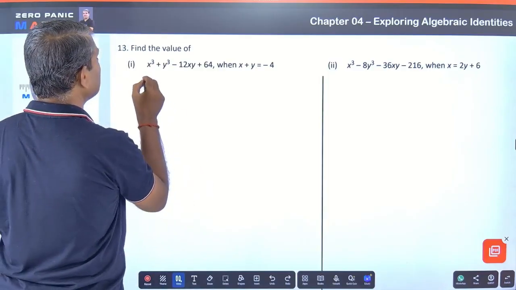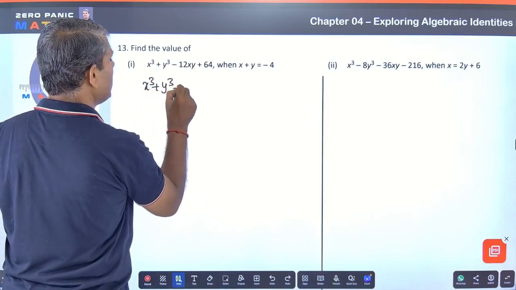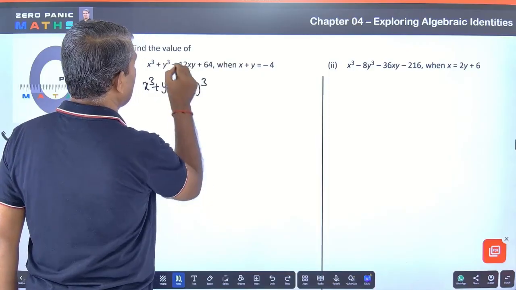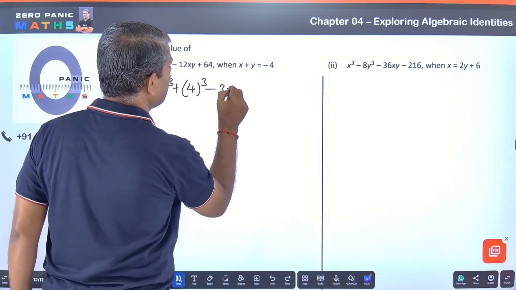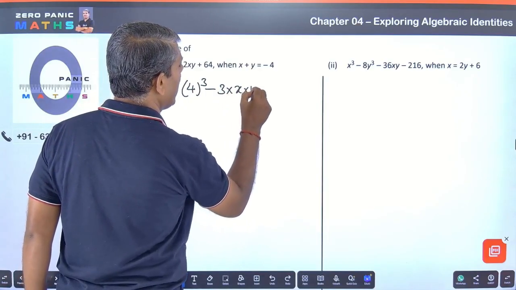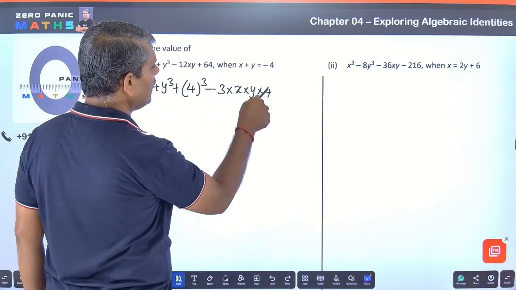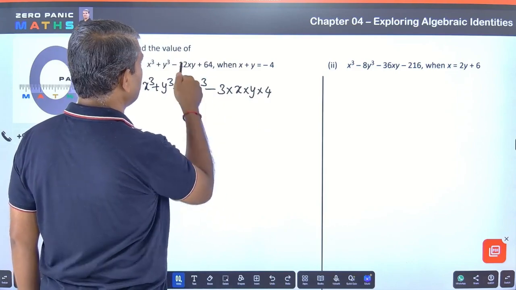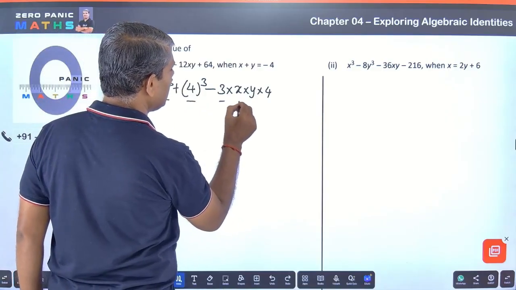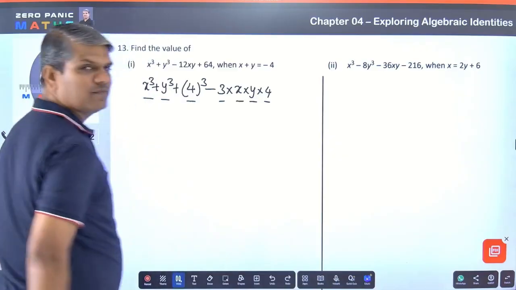Let me write this as x cube plus y cube plus 64, which we will write as 4 cube, and minus 3xyz, which I will write as 3, x is x, y is y, and z is 4. You understood, right? You see that 3 fours are 12 and xy. So I've written it as a cube plus b cube plus c cube minus 3abc. Understood?